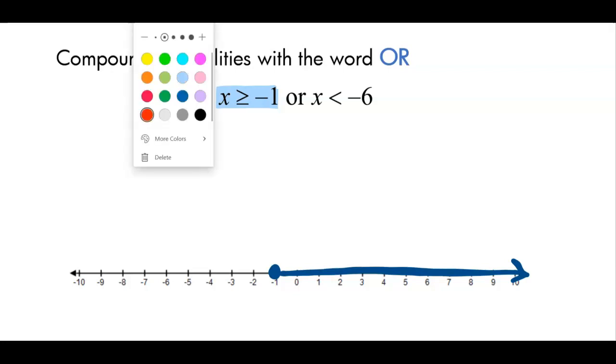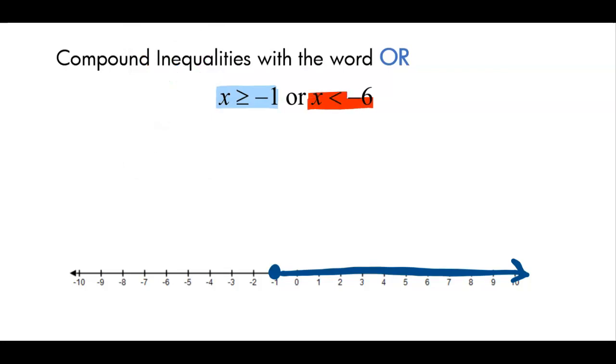The next one is x is less than -6. So I'm going to start with an open circle at -6, and I'm going to go this direction. And you see, these don't overlap. There is no overlapping part this time. But that's okay, because this is the word "or". Now, if this said the same inequalities but with the word "and", then we would say there is no solution, because there are no numbers that make both of these things true.